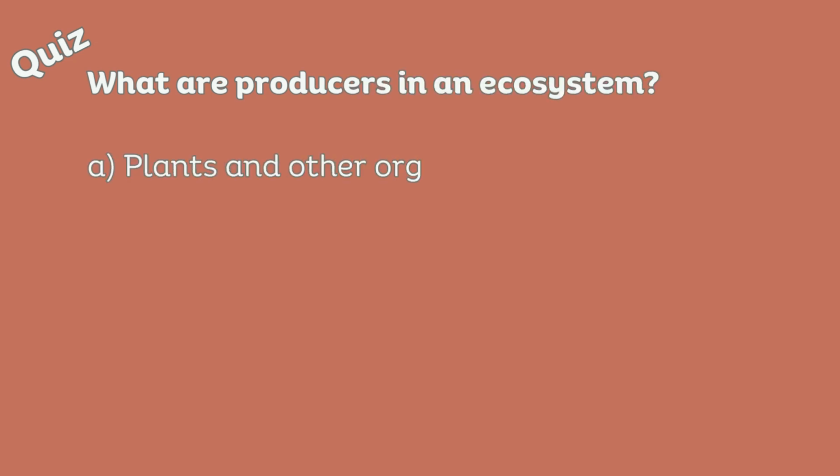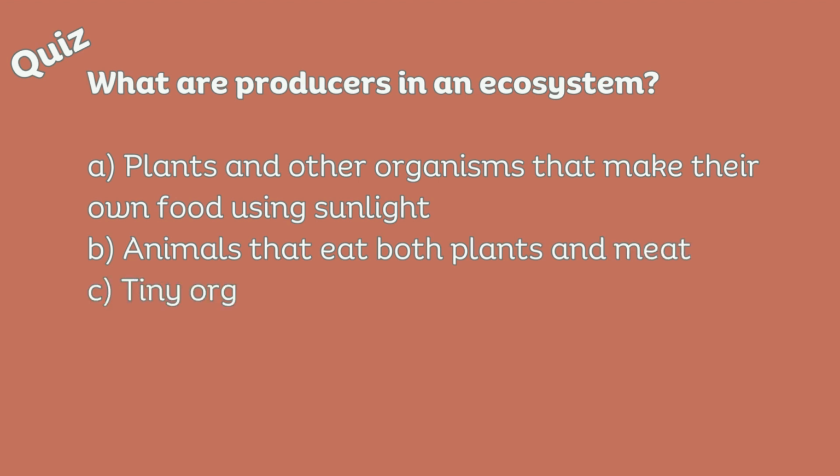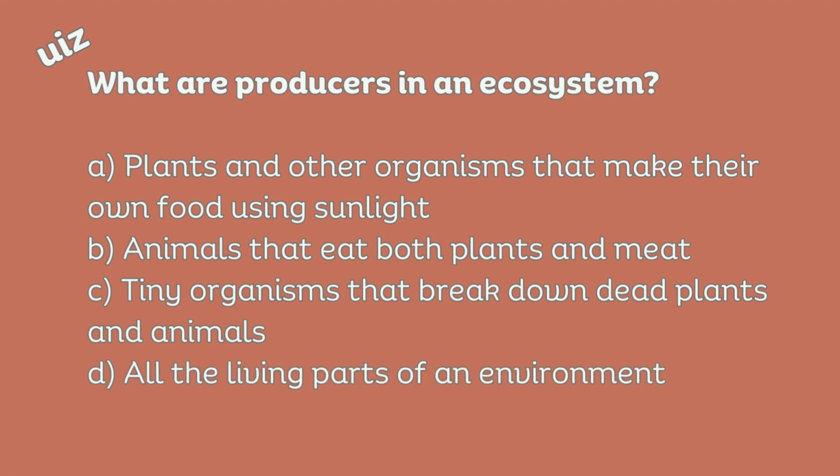What are producers in an ecosystem? A. Plants and other organisms that make their own food using sunlight. B. Animals that eat both plants and meat. C. Tiny organisms that break down dead plants and animals. D. All the living parts of an environment.